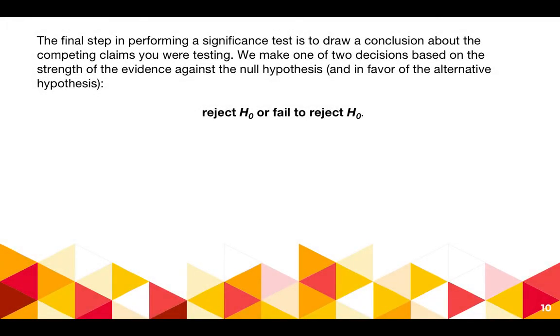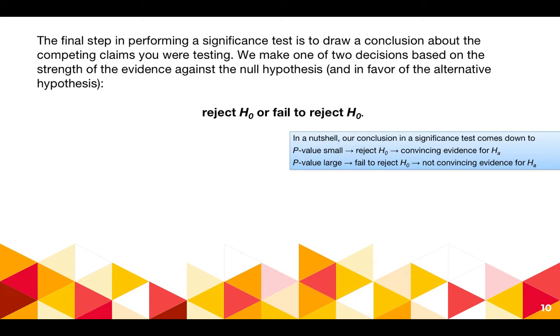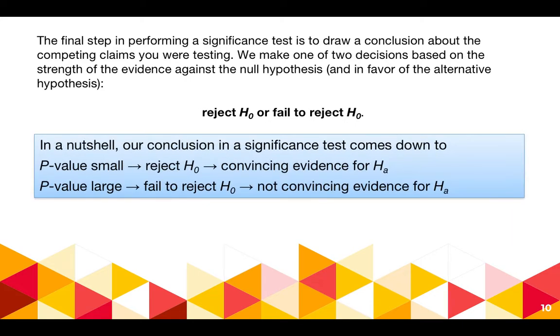The final step in performing a significance test is to draw a conclusion about the competing claims you are testing. So we want to make one of two decisions based on the strength of the evidence against the null hypothesis and in favor of the alternative hypothesis. So you're either going to reject the null hypothesis or you're going to fail to reject the null hypothesis. Basically, if your p-value is small, you reject the null hypothesis, and that means you have convincing evidence for the alternative hypothesis. If your p-value is large, you fail to reject the null hypothesis, and you do not have convincing evidence for the alternative hypothesis.